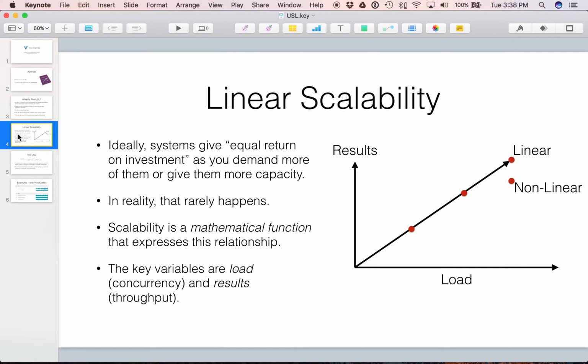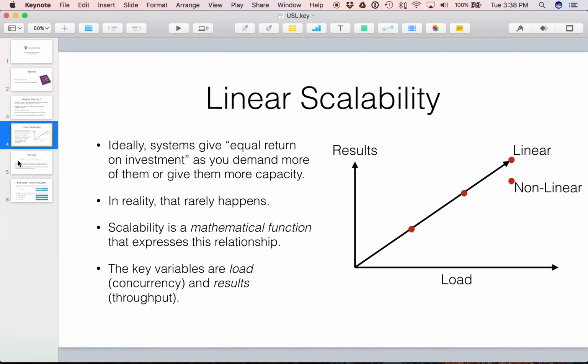So ideally, the scaling function is a straight line going through the origin and extending up and to the right. In reality, what often happens is that those performance metrics that you get from a system will actually drop below that diagonal line as you scale. And there is a mathematical function, that's the USL, that expresses this relationship and why systems don't scale well and what those factors are. So the key components of this are the load that you place on the system.